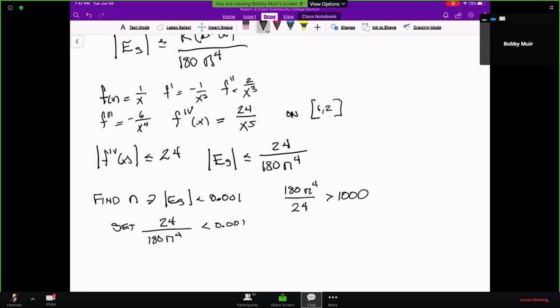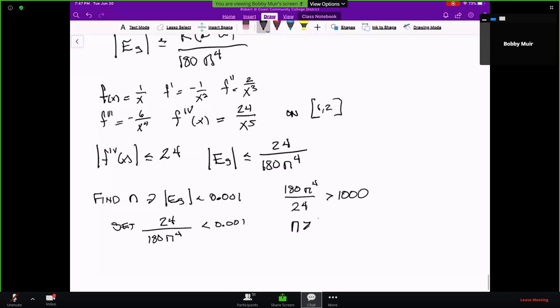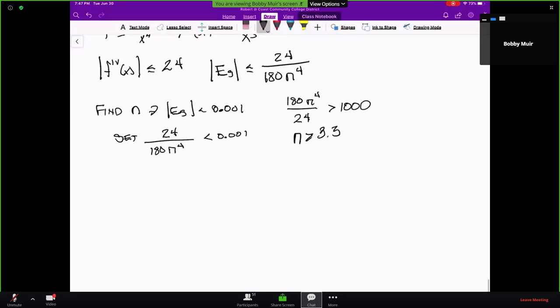Okay, so now I'll start doing this on my device. Let's see, I take 1,000, divide by 180, multiply by 24, and I got n to the fourth being bigger than 133, whatever, okay? Now I need to take the fourth root, so I need to raise that to the 0.25 power. And what I get is that n has to be bigger than 3.3. Okay, so n equals 4 works here. I don't know if I'd buy that, so let's do it directly and see. Four subintervals, okay? So here we go.